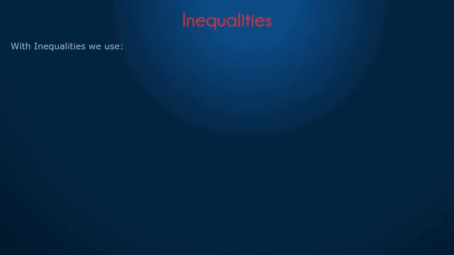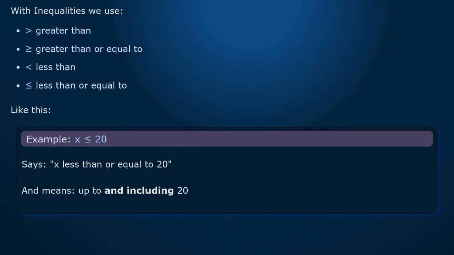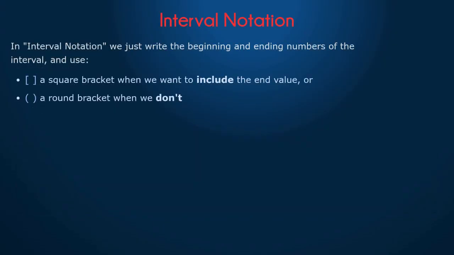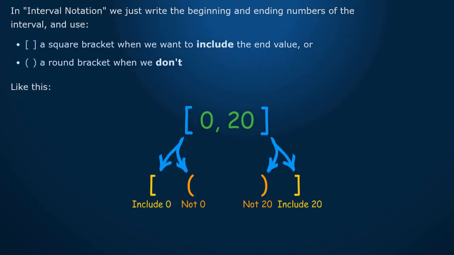With inequalities we use greater than or equal to, less than or equal to. Example, x less than or equal to 20 means up to and including 20. In interval notation, we just write the beginning and ending numbers of the interval and use a square bracket when we want to include the end value, or a round bracket when we don't, like this. This shows the choices we have to include or not include the ending values of 0 and 20.